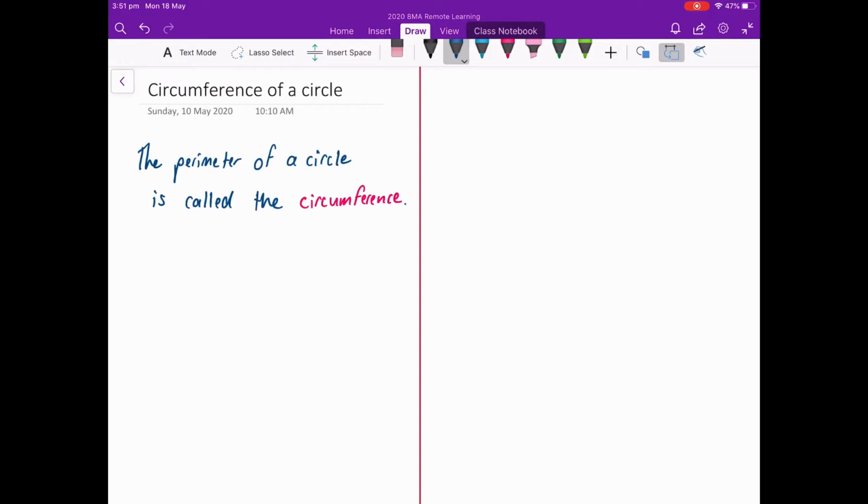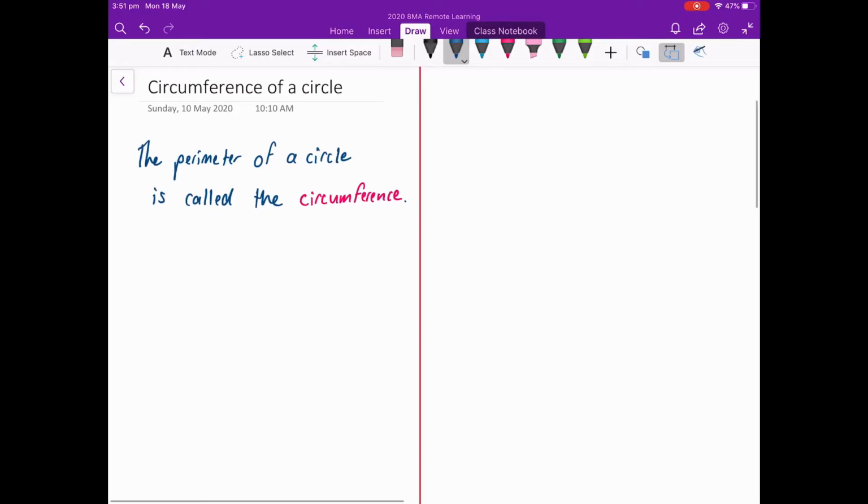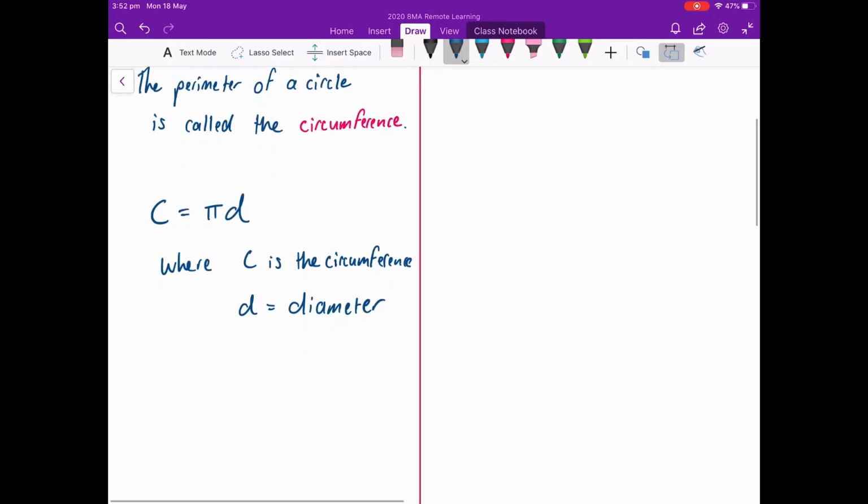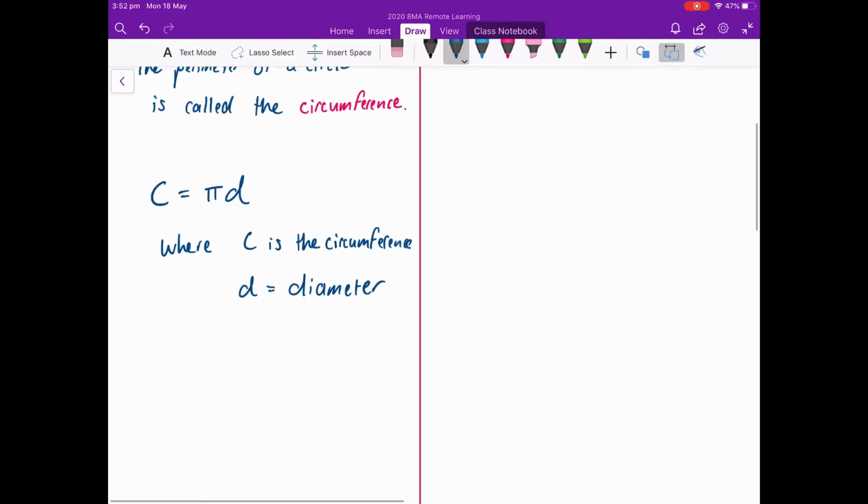So there are two formulas, okay? Here we could start off with the circumference C is equal to pi times d, where C is the circumference and d is the diameter. Now, pi is the number 3.1415 and it keeps on going. So here I've got this formula.